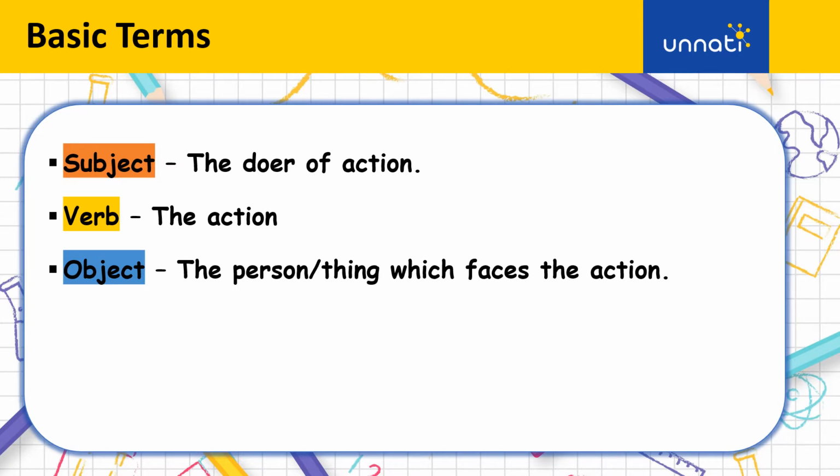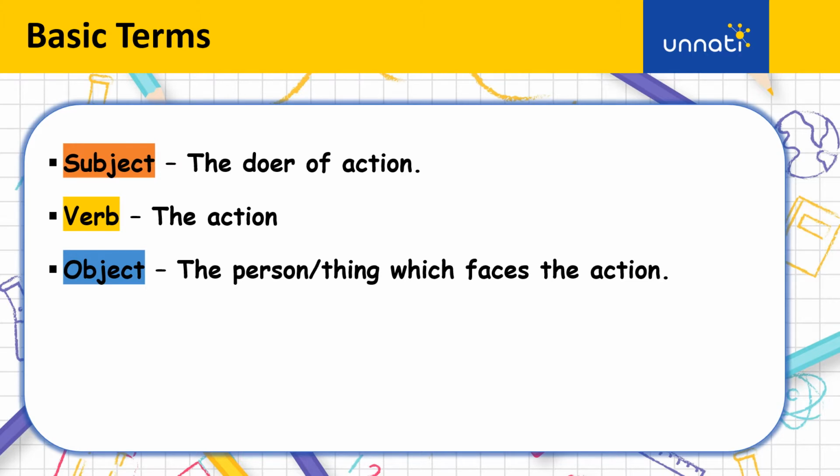So before we get into the details of active and passive, let us look at these basic terms that are associated with it. We have the subject, the verb, and the object. What is the subject? The subject in the sentence is the doer of the action in the sentence. So it's the person that is performing the action, the performer or the actor of the sentence. The verb is the action or the work that is performed in the sentence.